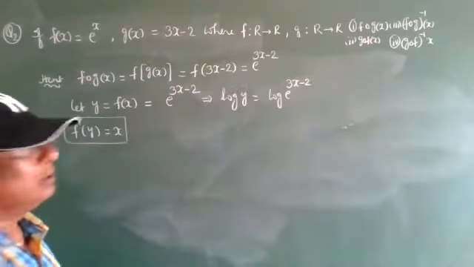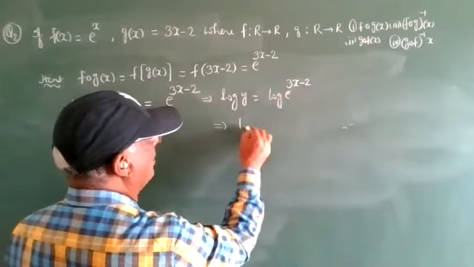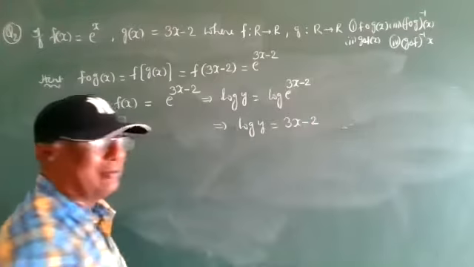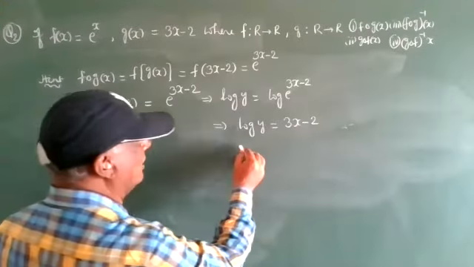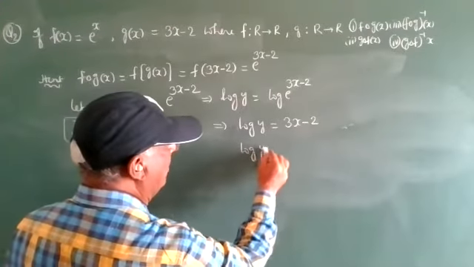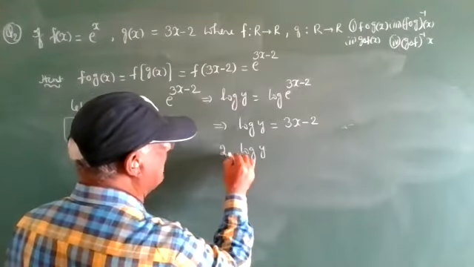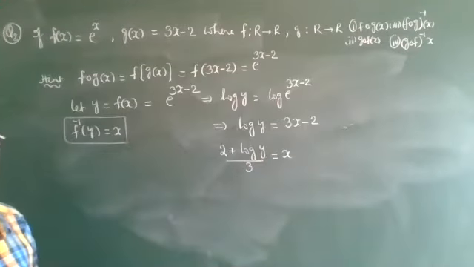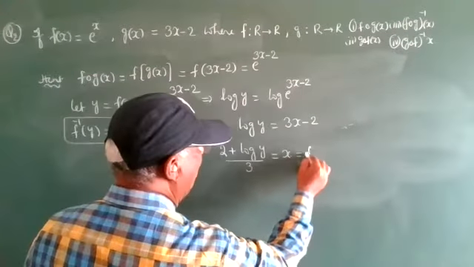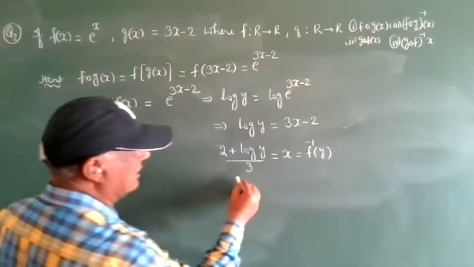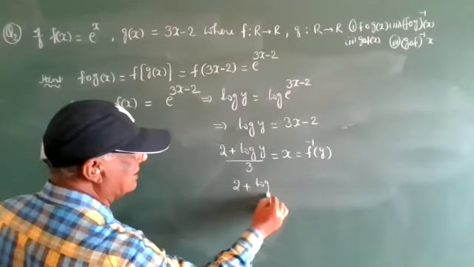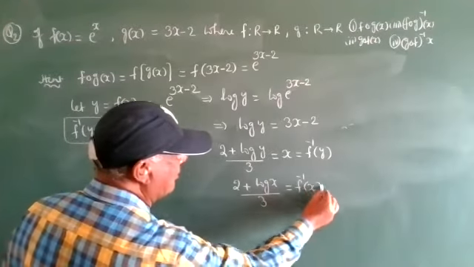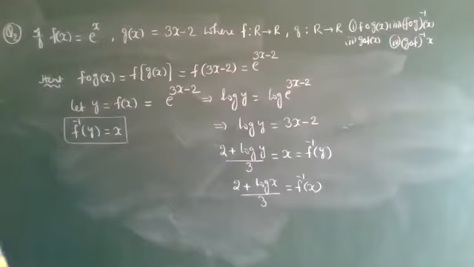3x minus 2. The power comes before, so log y is equal to 3x minus 2. Log e value is what? Find the x value. So log y plus 2, (2 plus log y) by 3 is equal to x. What is the x value? Write down. So f inverse of y, y replaced: (2 plus log x) by 3 is equal to f inverse of x. One bit is completed.